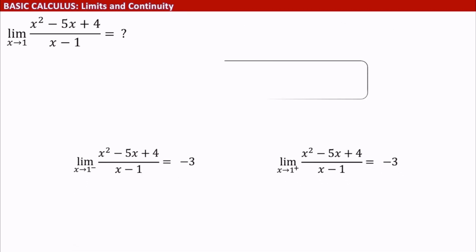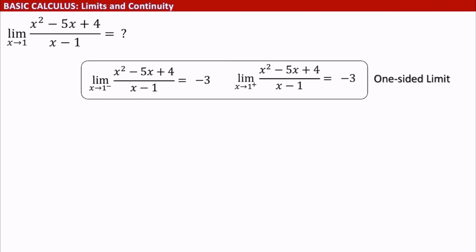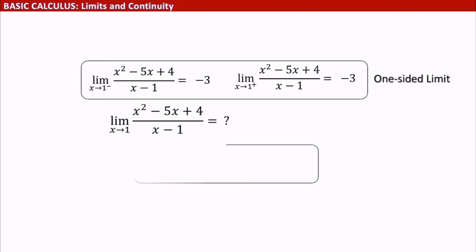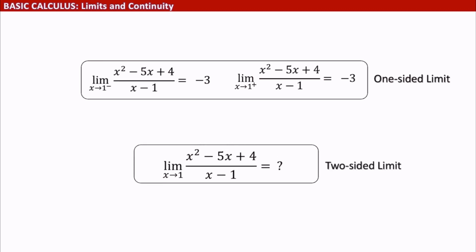Now, these values are our one-sided limits. The limit of the function as x approaches 1 from the left is equal to negative 3, and the limit of our function as x approaches 1 from the right is also negative 3. Yung wala namang naka-raise sa negative at positive, yun ay ang ating two-sided limit. Tatandaan nyo lang na para mag-exist ang ating two-sided limit, dapat parehas ang value ng ating one-sided limits. In this case, our one-sided limits are both negative 3. Therefore, our two-sided limit is the same value, which is negative 3.